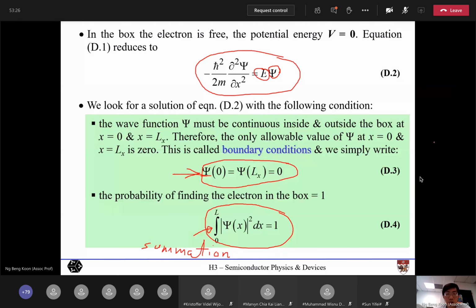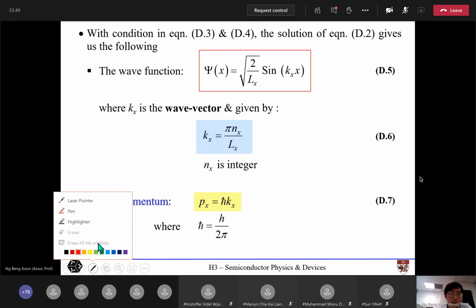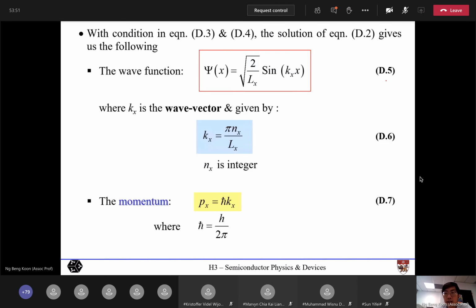Okay, so if you do that, again here you don't have to worry about how to get to this solution. This part here, we're not expecting you to be able to solve it, but just appreciate where it's coming from. So if you can solve the Schrödinger equation, which is effectively a second order differential equation, then you get this very simplified analytical expression. You find the wave function is actually a sine curve.